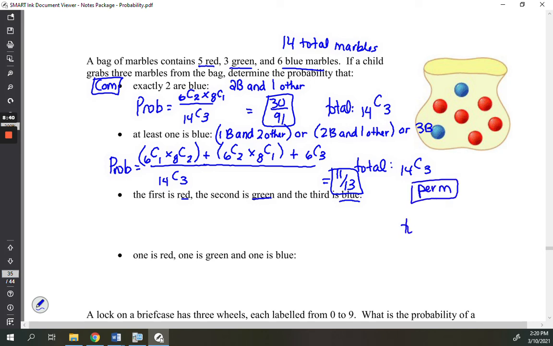So let's think of our total first. We're picking 3 marbles. There's 14 marbles in the bag, so I have 14 options for my first marble. Once I have it in my hand, I only have 13 other options for my next marble, and then 12. That's going to be the bottom for my probability.